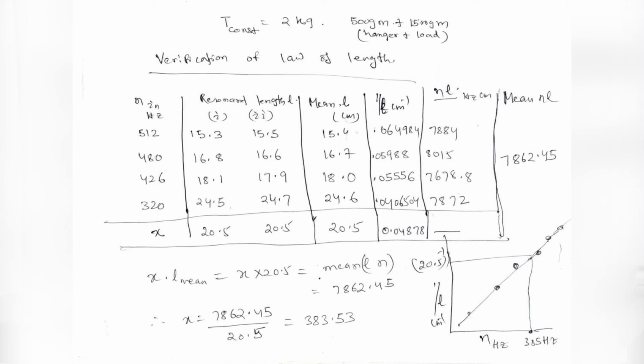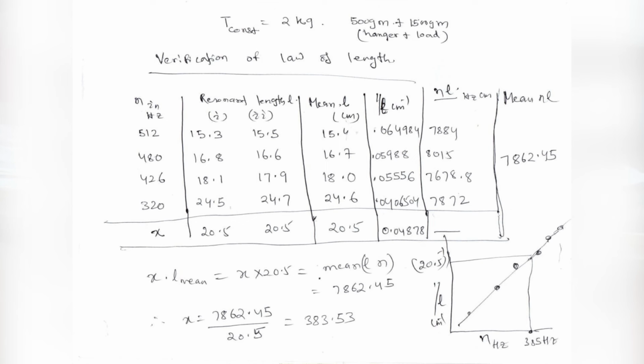That means now the air is in resonance and is vibrating with the natural frequency 480 hertz at the resonant length 16.8. I again take a second time and my resonant length is 16.6. For 16.8 and 16.6, I take the mean of these two lengths for 480 hertz and I find it is 16.7. Take the inverse length, which is 0.05988, and then find out the NL, which is 480 into 16.7, that gives you 8015 hertz cm.